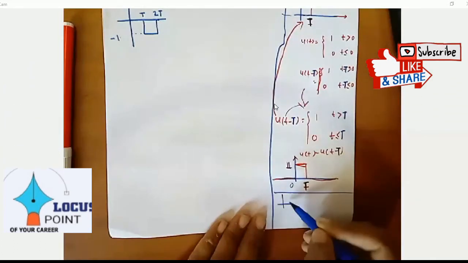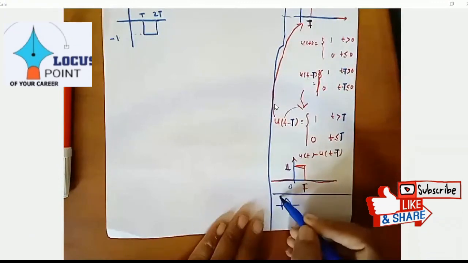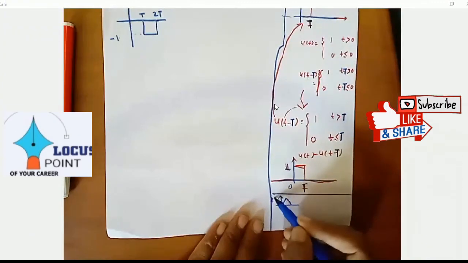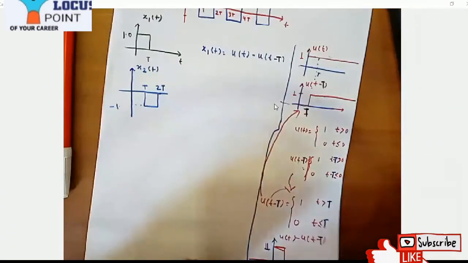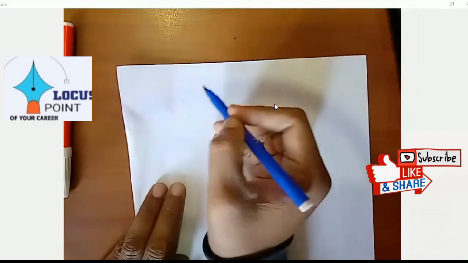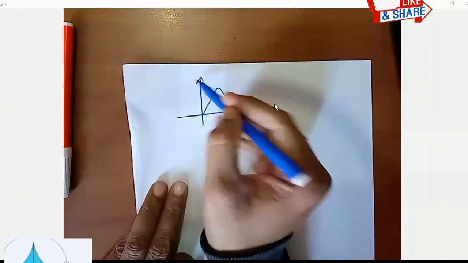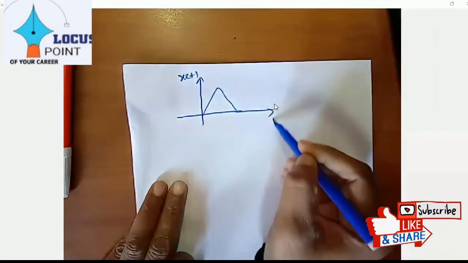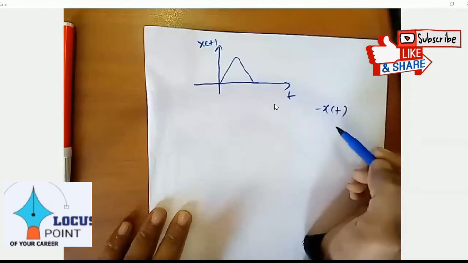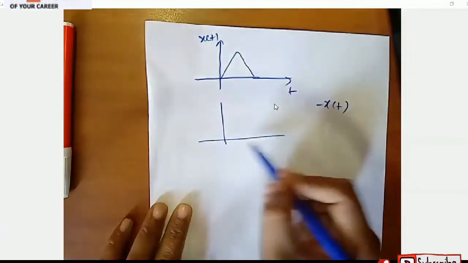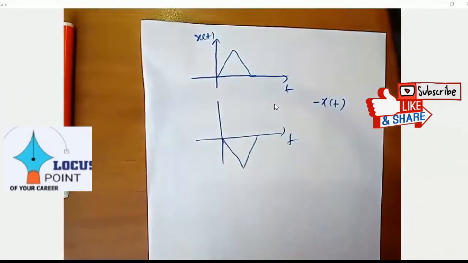Look here. Suppose your signal is like this, x of t. It is not visible, so I am taking another page and writing here. Suppose you have one signal like this, x of t. And if I want to draw minus of x of t, what happens? The whole graph will be shifted downward. This will be the minus of x of t.